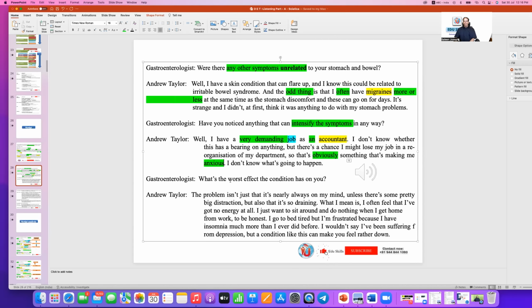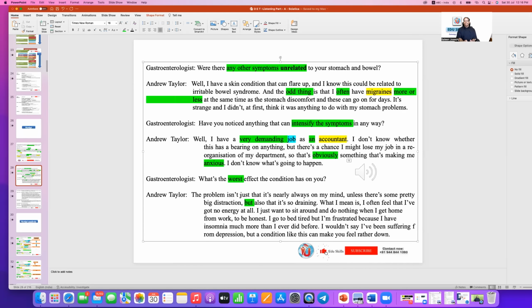Now, what is the worst effect? Worst, again a scale there. Always, there is a scale. But always, yeah, always on my mind. See, it is nearly. Just that you have to understand, even though there is a scale, the problem isn't just that it's nearly always on my mind. It means it's not always in my mind. The effect of the scale is nullified with the negative expression.